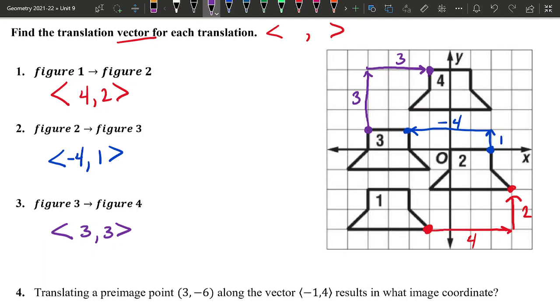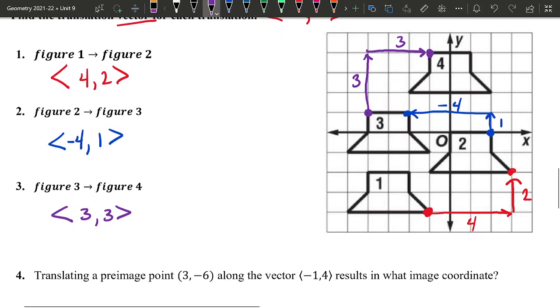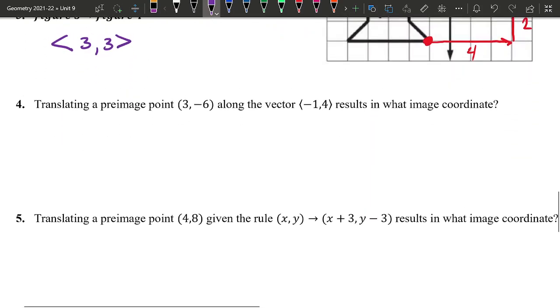All right. All right, so on number 4 and 5, 4, 5, and 6, really. Word problem, it's more vocabulary. Translating a pre-image point, so the original, 3, negative 6, along the vector negative 1, 4 results in what image coordinate? So it's just, where is the final point? We're given the point 3, negative 6.